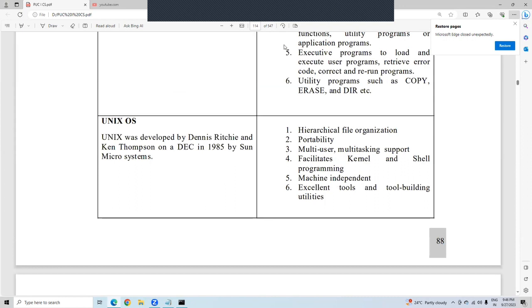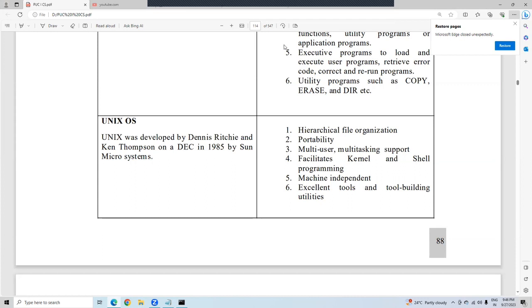The Unix operating system was developed by Dennis Ritchie and Ken Thompson, and was associated with Sun Microsystems in 1985. With this, you can handle hierarchical file organization, portability, multi-user and multitasking support, facilities like kernel and shell programming, machine independence, and excellent tools and tool-building capabilities.